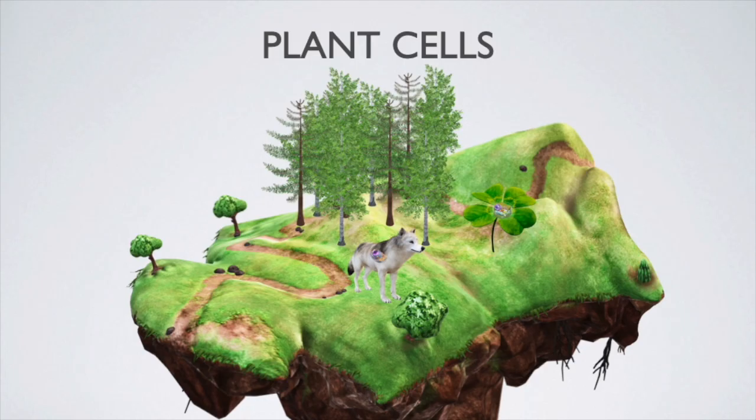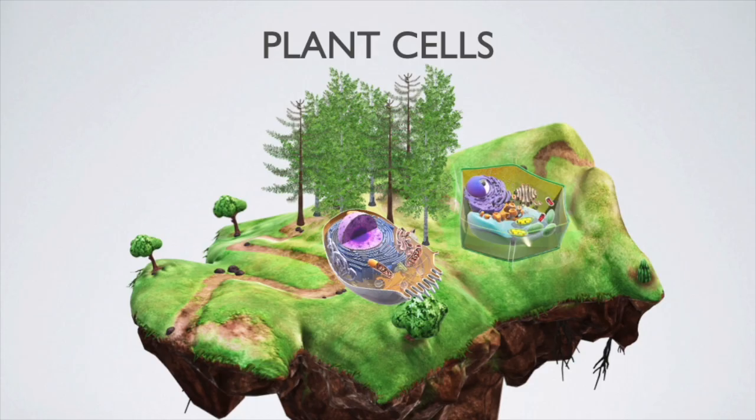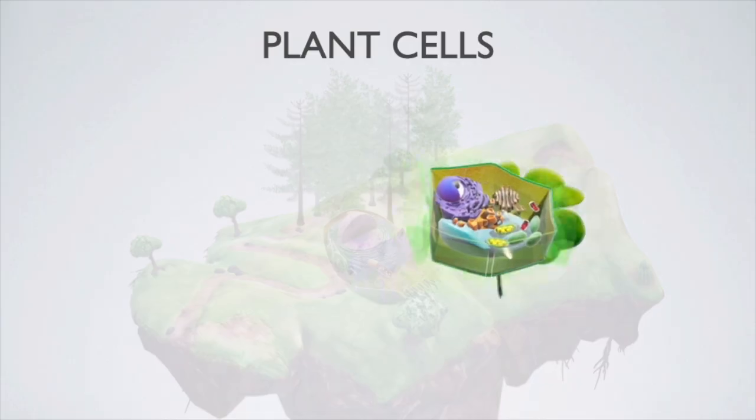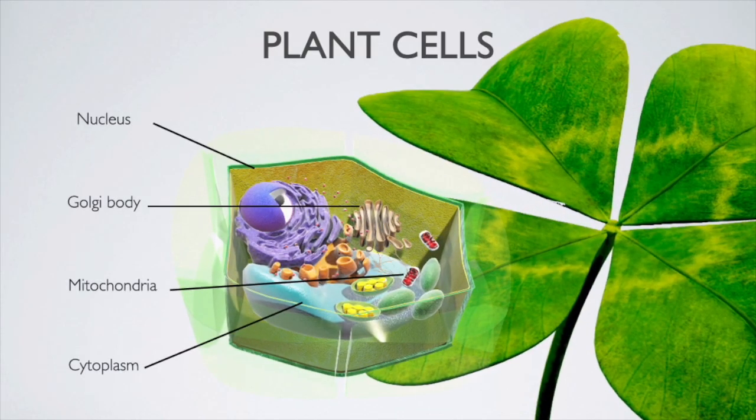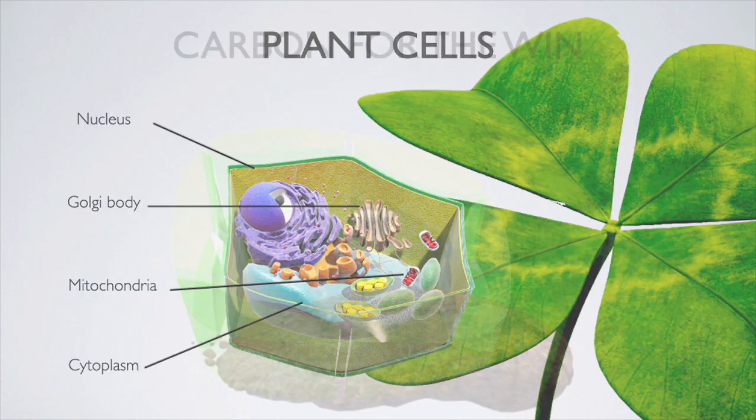Plants and animals are composed of cells. Cells are the smallest structural unit of an organism. Today, we are going to focus on the plants. Cells can be seen as bags that contain different elements, such as the nucleus, the Golgi body, mitochondria, and the cytoplasm. All these elements have their own role, and together they allow the cell, and therefore the organism, to function properly.